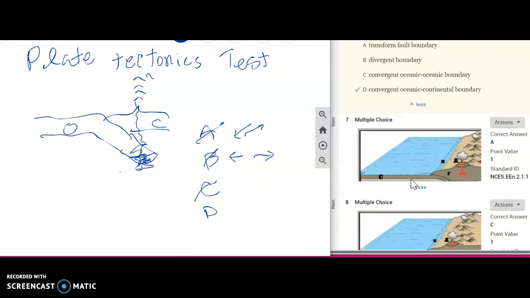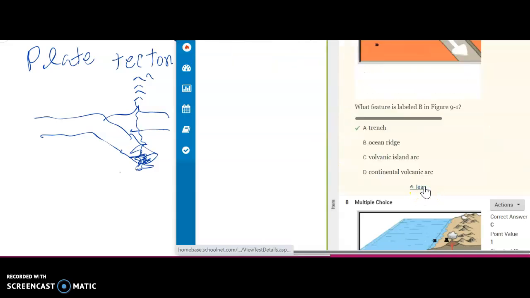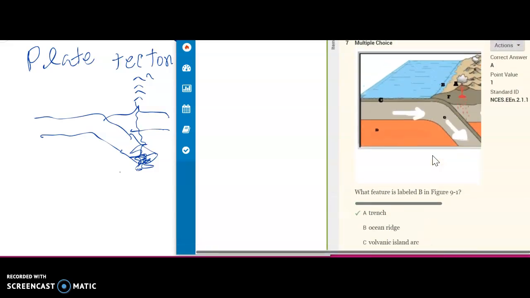So number 7. Looking at that one, same diagram. I'm not going to take too many of these away. There we go. So number 7 has the same diagram. So we're going to look at that one again. It says, which feature is labeled B? So if we're looking at this, let's look at B. B is right here in the water where the continental and oceanic crust come together, not in the volcanic mountain range. So that would be a trench. Where the two pull down together, that makes a trench.